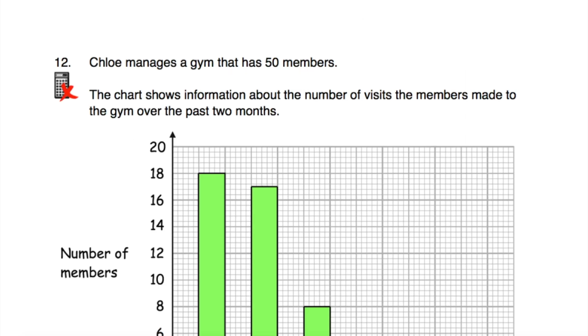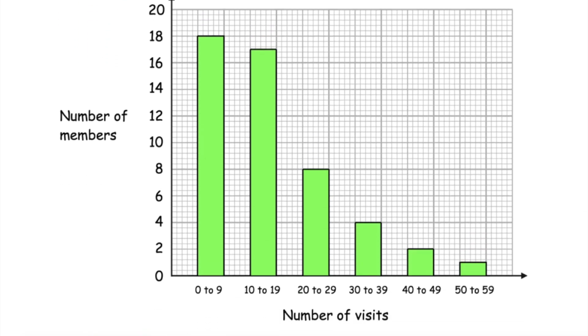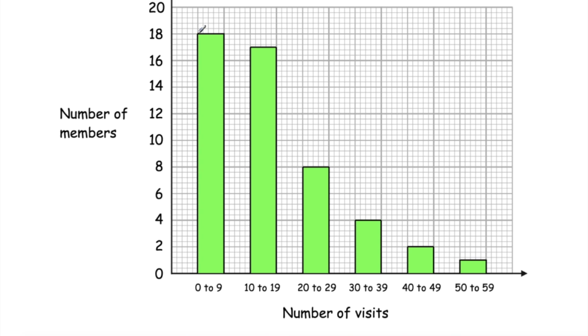So our next question, question number 12. Chloe manages a gym that has 50 members, and the chart shows information about the number of visitors the members made to the gym over the last 2 months. So if we have a look at that, we've got that 18 members visited between 0 and 9 times, 17 members visited between 10 and 19 times, and so on. And here we've got 1 member visited between 50 and 59 times.